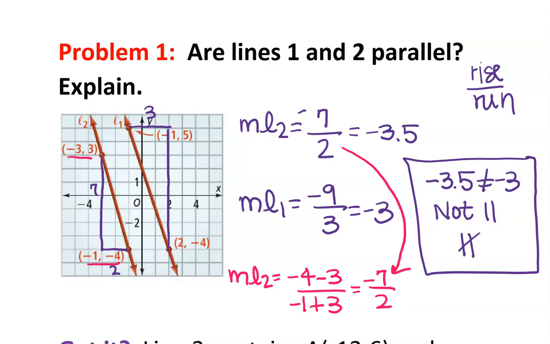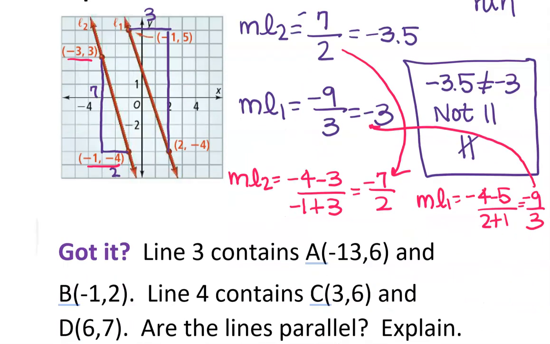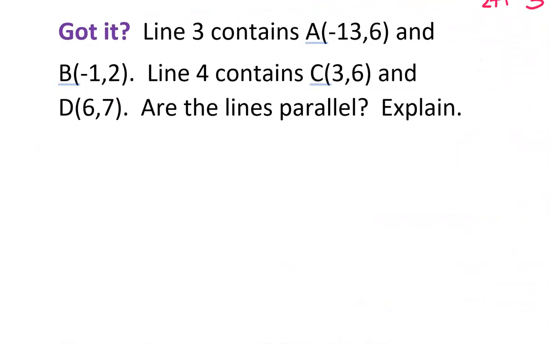You could do the same thing for the other line, which would be -4 minus 5 over 2 minus -1, which is -9 over 3, and those are the same as well. Either way, I feel like graphing is easier, especially if the graph is there. Go ahead and pause the video and practice the got it question that's listed on this page. And then you can check your answers.